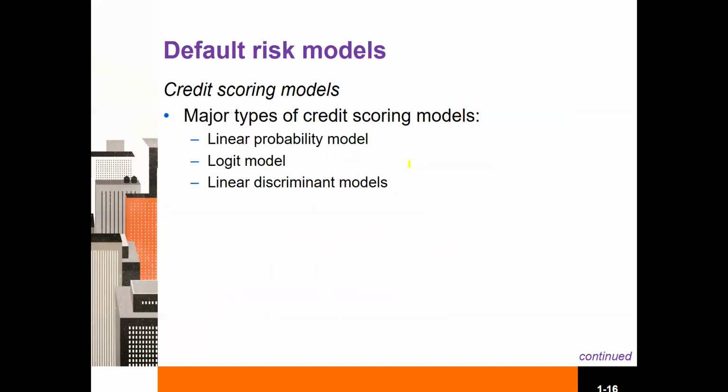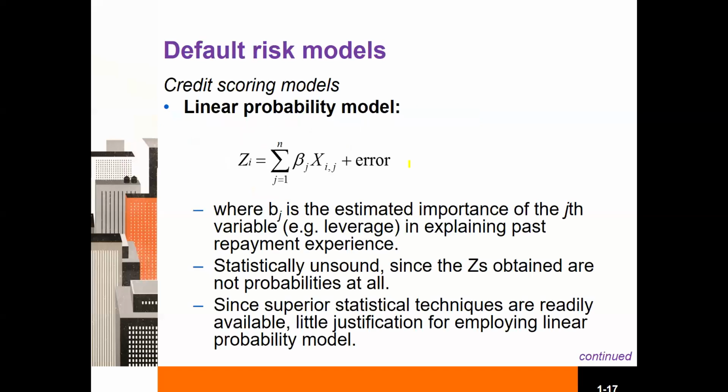So three major credit scoring models that we will be discussing here are the linear probability model, logit model, and linear discriminant model. First of all is the linear probability model. This model uses past data, such as financial ratios, as inputs into a model to explain repayment experience on all loans. The relative importance of the factors used in explaining past repayment performance is then used to forecast repayment probabilities on new loans. That is, factors explaining past repayment performance can be used for assessing the probability of repayment.